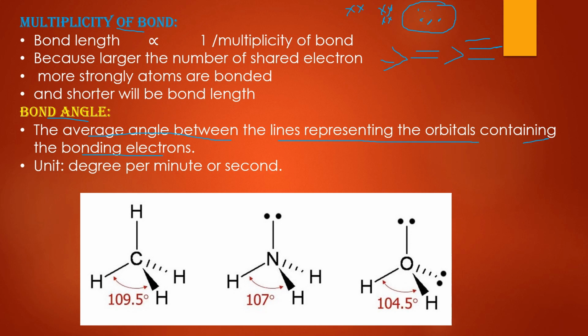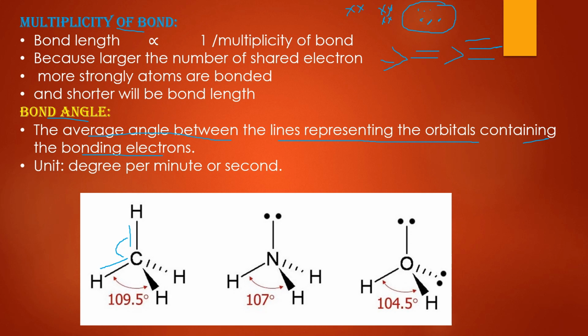You know that this line actually represents the overlapping of orbitals, like carbon and hydrogen. We show the orbital overlap just by a simple line for simplicity. So this is the orbital overlapping of carbon and hydrogen, and this is the orbital overlapping of carbon and the next hydrogen, and the angle between them is called bond angle. This is the methane molecule, CH4, and the bond angle here is 109.5 degree.